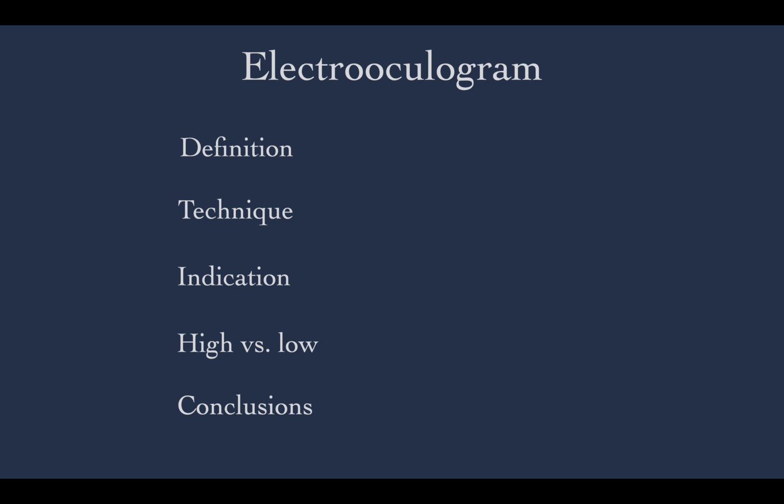The ordinal ratio, which is the result of the EOG, the ratio of light peak to dark, is used to determine the normalcy of the results. An ordinal ratio of 1.8 or greater is normal, 1.6 to 1.8 is subnormal, and lower than 1.6 is abnormal.